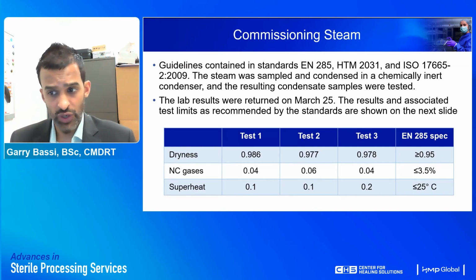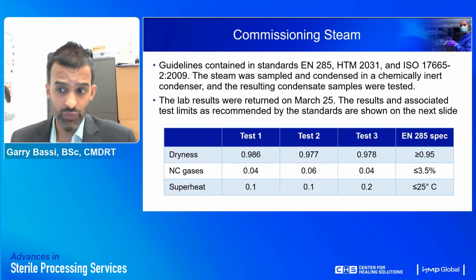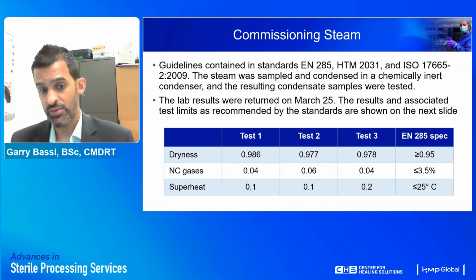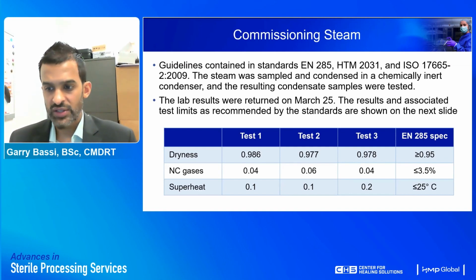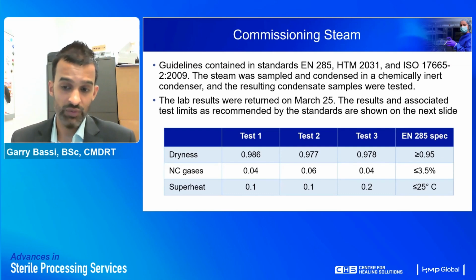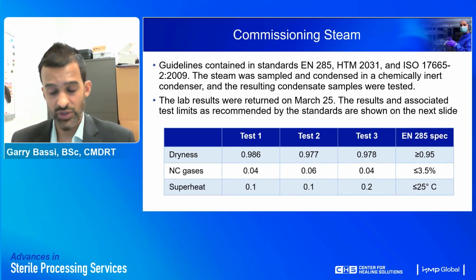This slide tells you how dry the steam should be. The standards state that it should be greater than or equal to 95%. So we ran 3 tests and all of them were greater than 95%. The non-condensable gases should be less than or equal to 3.5%, and all of our results indicated very, very, very low non-condensable gas presence. Superheated steam should be less than or equal to 25 degrees Celsius here, and we had very low values showing that we didn't have presence of superheated steam.